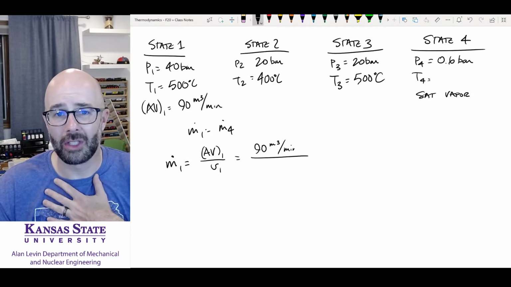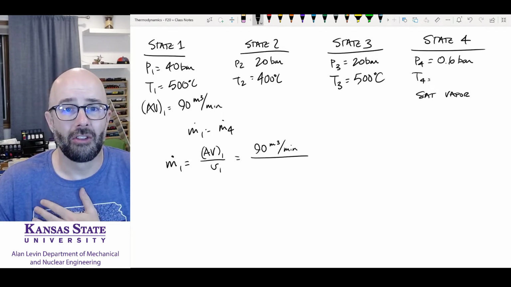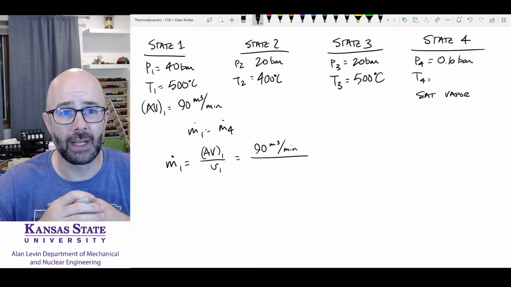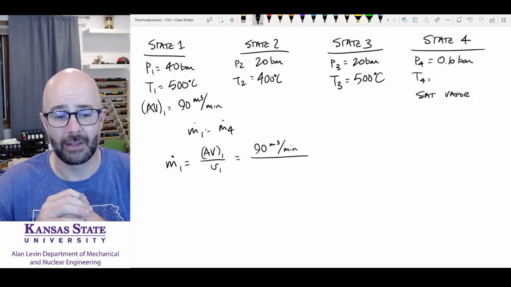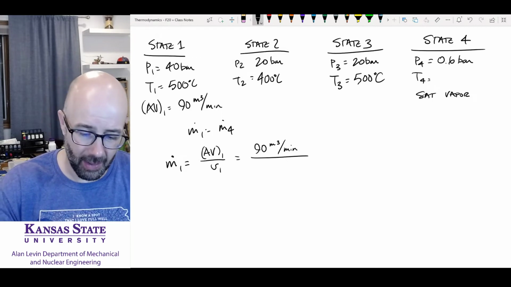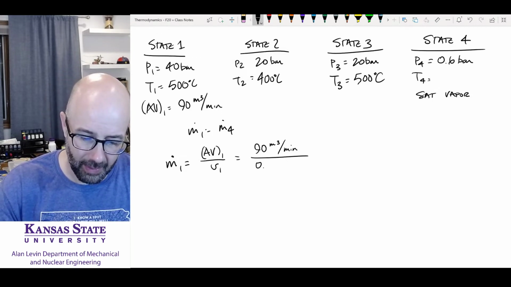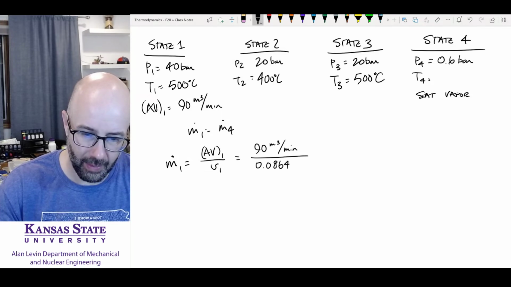I am going to just give you these values: 40 bar, 500 degrees Celsius. If you want to pause and go see if you can find it in your tables, that's fine. The value is going to be 0.08643 meters cubed per kilogram.